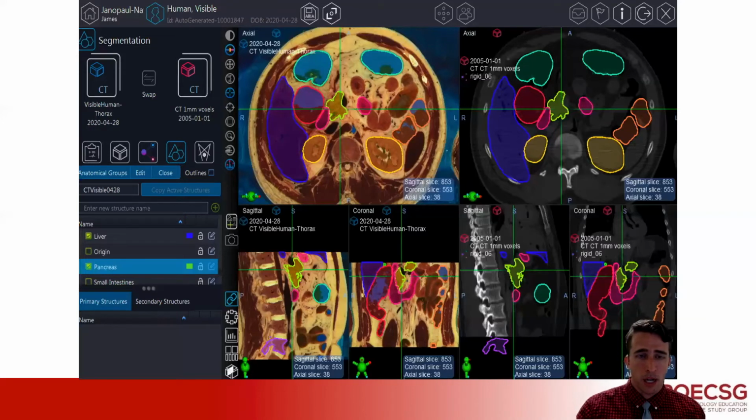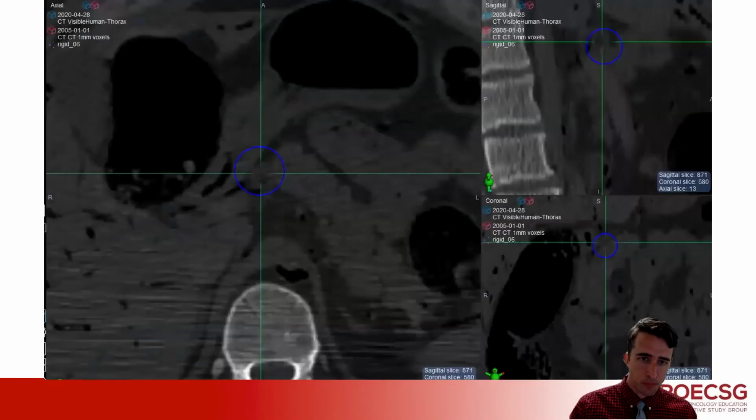And this is what it looks like in our treatment planning software. As I said, it looks smooth, seamless in the coronal, sagittal, and axial planes. It's really helpful for identifying different organs and delineating them. And you can simultaneously see both the CT anatomy and the human cadaver anatomy.